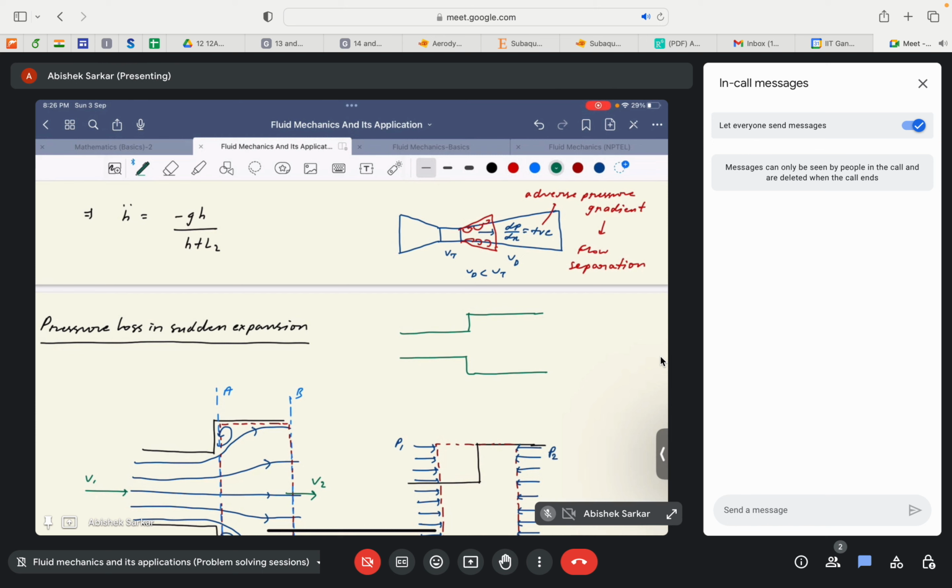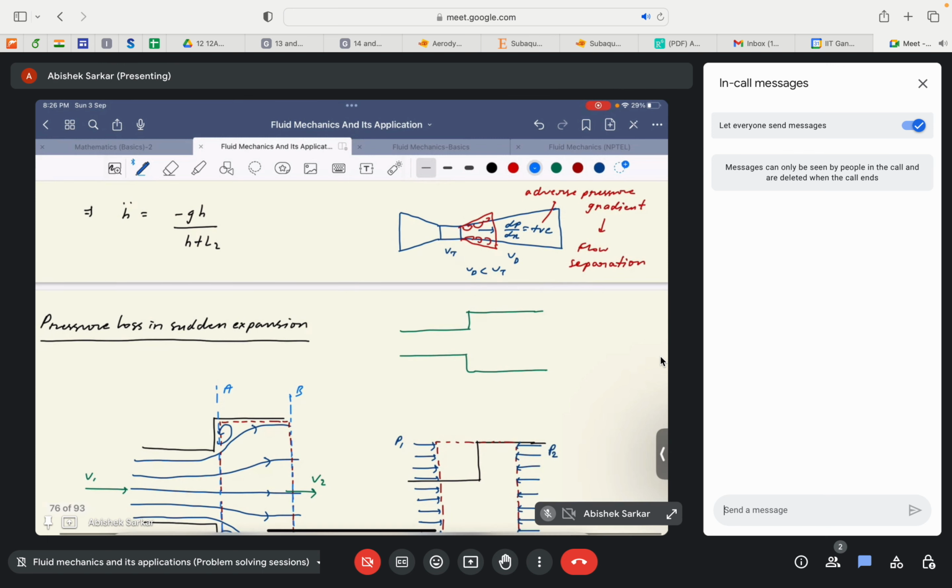So what would essentially happen is that the incoming flow would come like this, and since it experiences a sudden expansion, the streamlines of the flow would diverge. Obviously it would diverge so that the velocity of the flow is decreased, as we have seen in the case of stream functions. In the regions where the streamlines diverge, the velocity of the flow decreases, right?